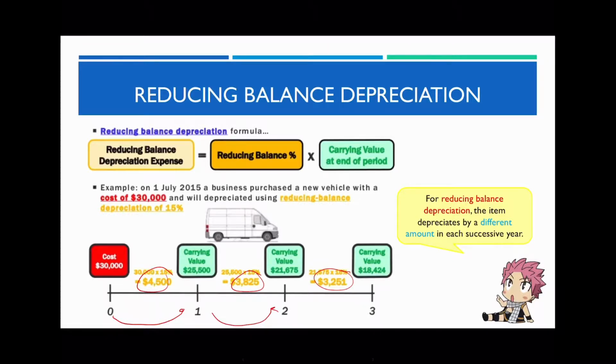And as I said earlier on, for reducing balance, remember the graph was quite steep. It depreciates quite steeply at the beginning, but as years go by, it goes down less and less each time. And that's also evident in this example over here as well. So that's what I mean by reducing balance depreciation: the item depreciates by a different amount in each successive year. And this is the same thing for compound interest, but compound interest obviously increases. This one decreases, okay?